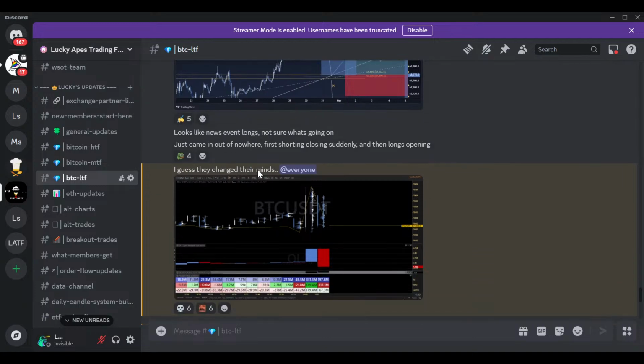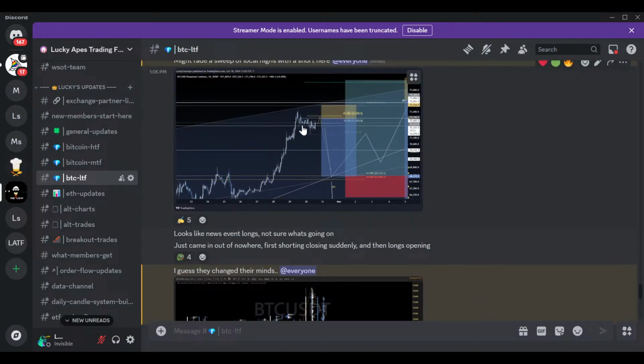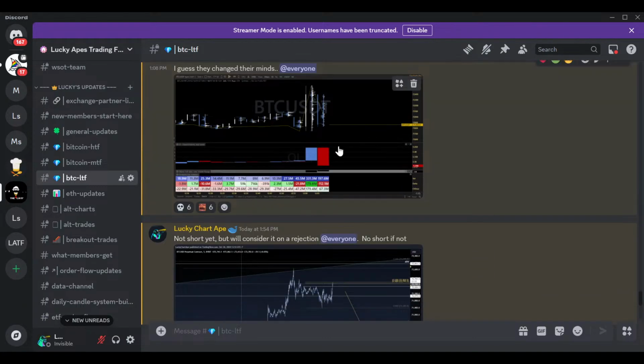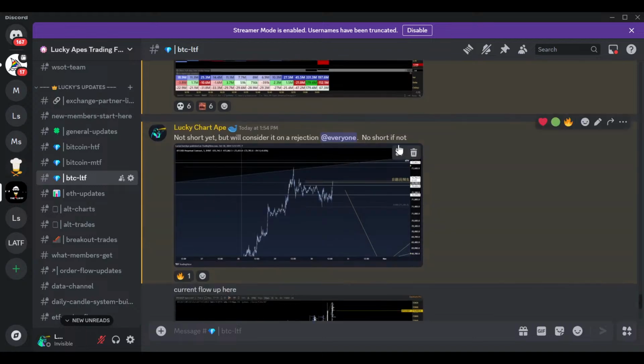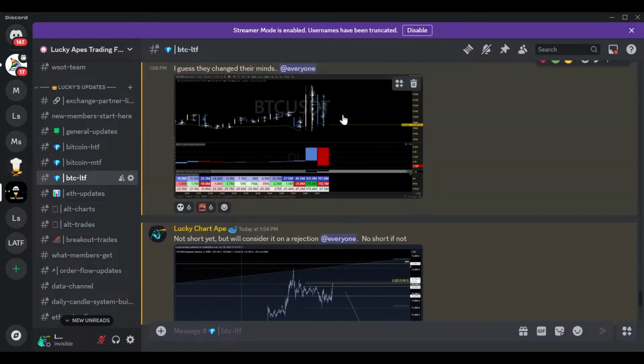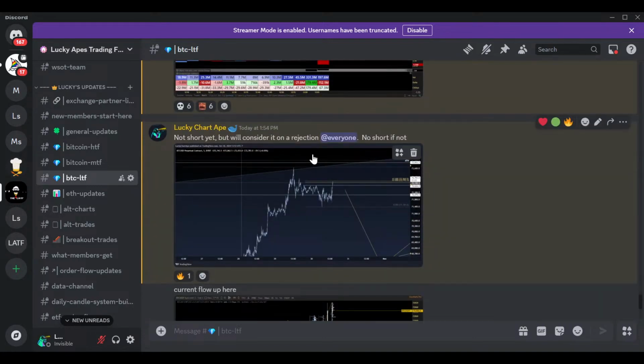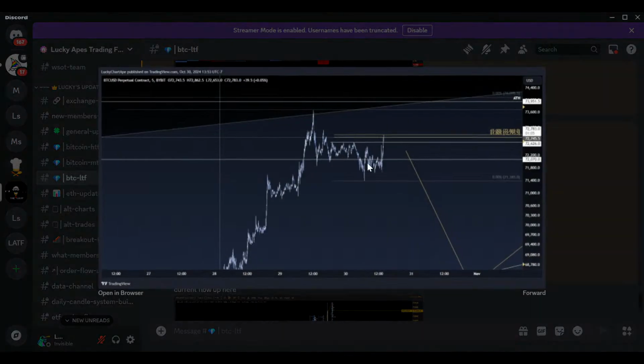This isn't kind of typical price action for this type of area on the chart. And I guess there was some MicroStrategy news that doesn't make any sense to trade this way. I said not short yet, but we'll consider it on a rejection here.